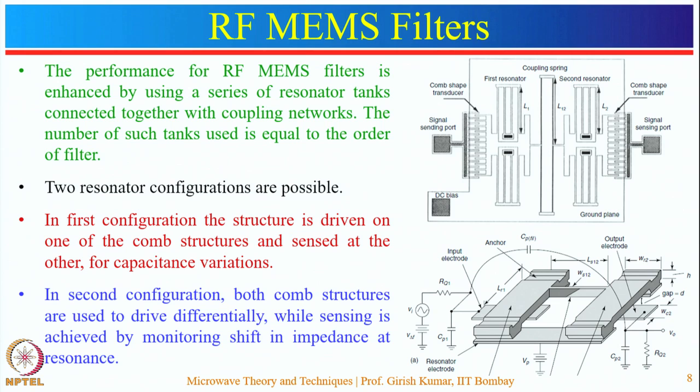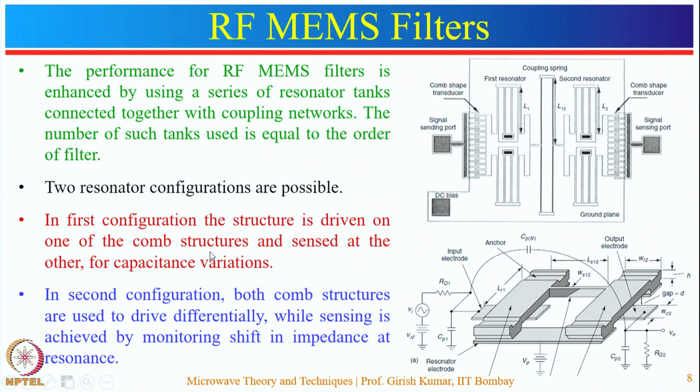Now, using comb structures, two types of configurations are possible. In the first configuration, the structure is driven on one of the comb structures and it is sensed at the other comb structure for the capacitive variation. In the second structure, both the comb structures are used to drive differentially, while the sensing is achieved by monitoring the shift in the impedance at the resonance frequency.